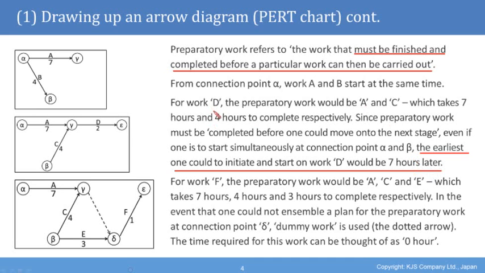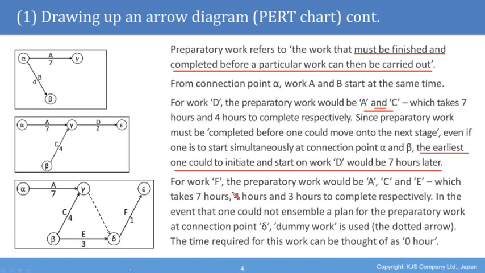The reason is that to start work D, you must have both A and C. So the key word is and. You have to have both A and C. Which means that even though after 4 hours C is complete, A is only complete after 7 hours, so D can only begin after 7 hours.